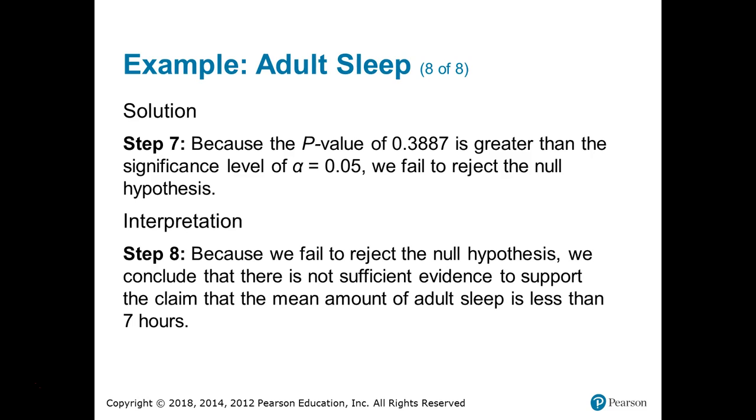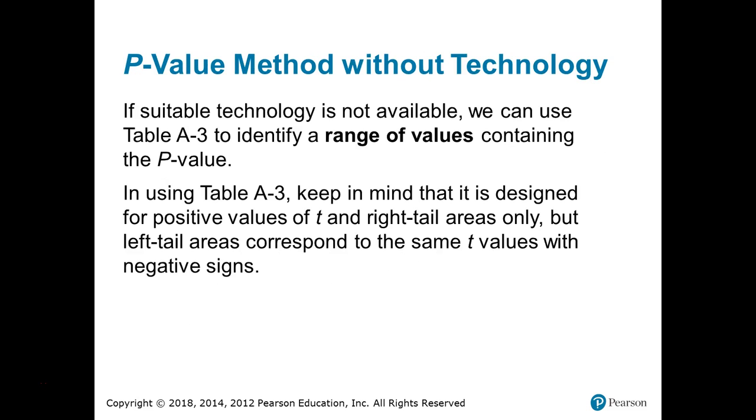So because we fail to reject the null hypothesis, we conclude that there is not sufficient evidence to support the claim that the mean amount of adult sleep is less than 7. We fail to reject it. We're not saying that the null is true. We just fail to reject the null.